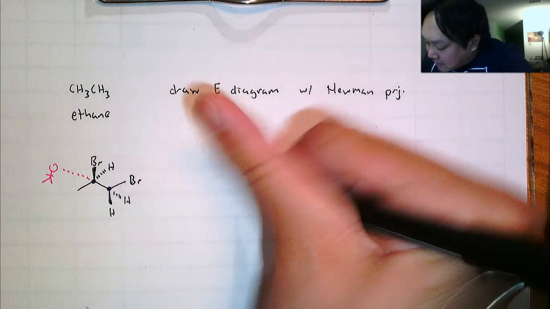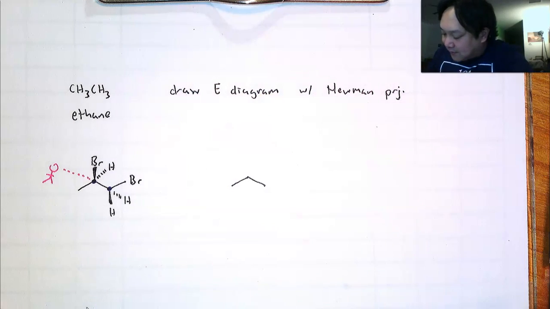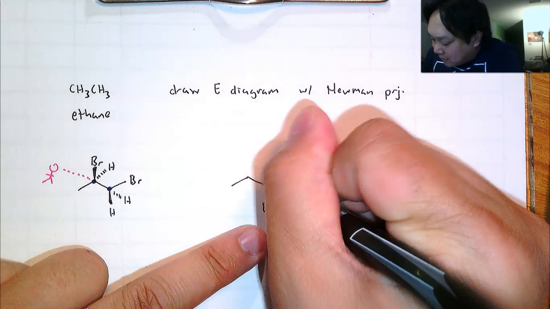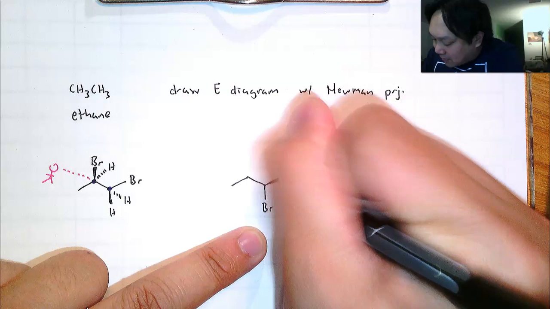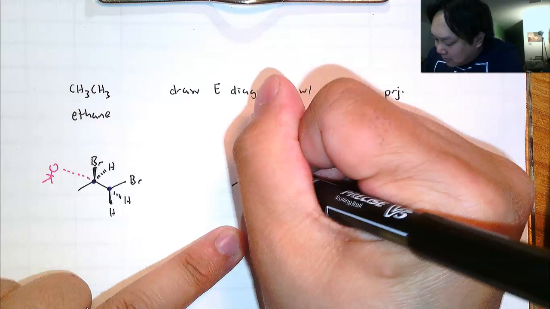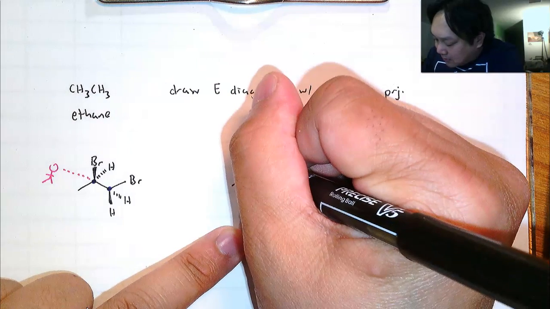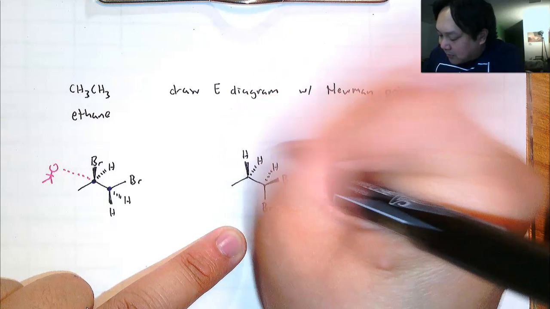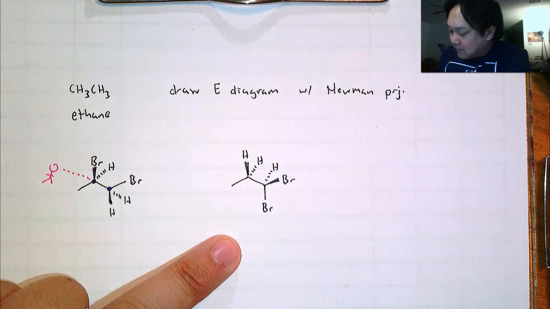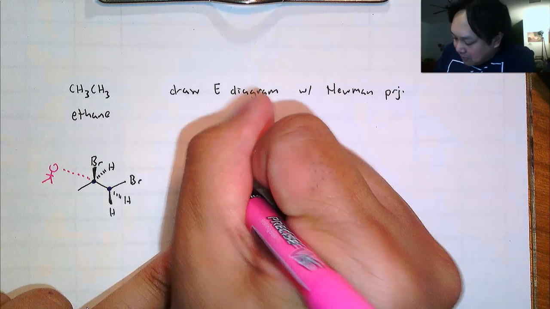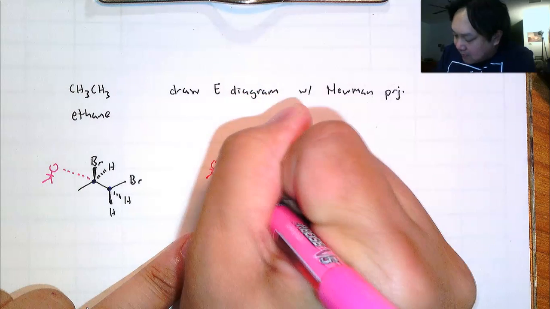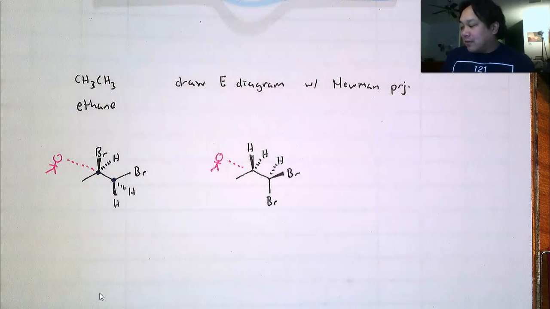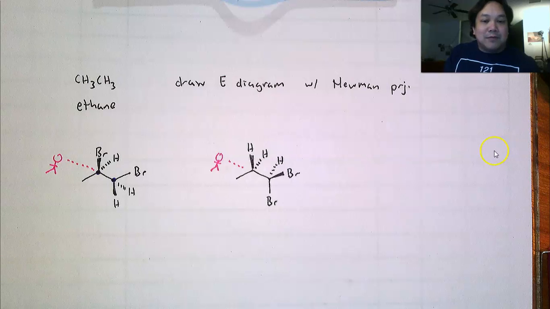And then one last one, and then I'll end this video. What if we had the two bromines here on the same carbon? I wonder what the energy diagram will look like in this case. Okay. And you could try those at home. Energy diagram with the four Newman projections with the four dihedral angles.